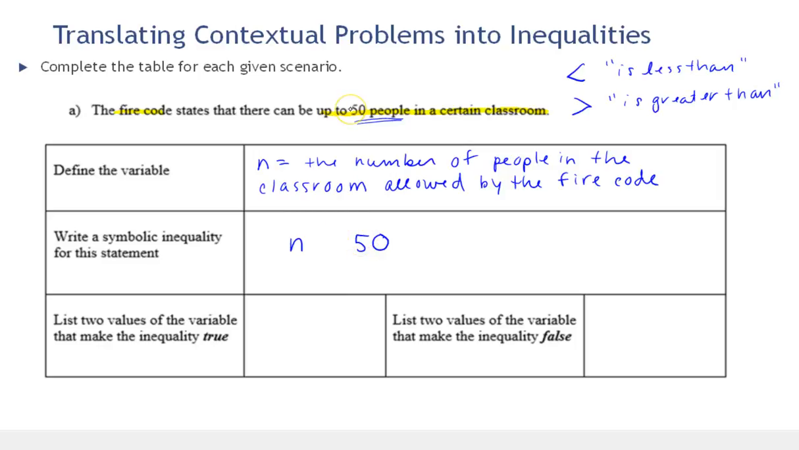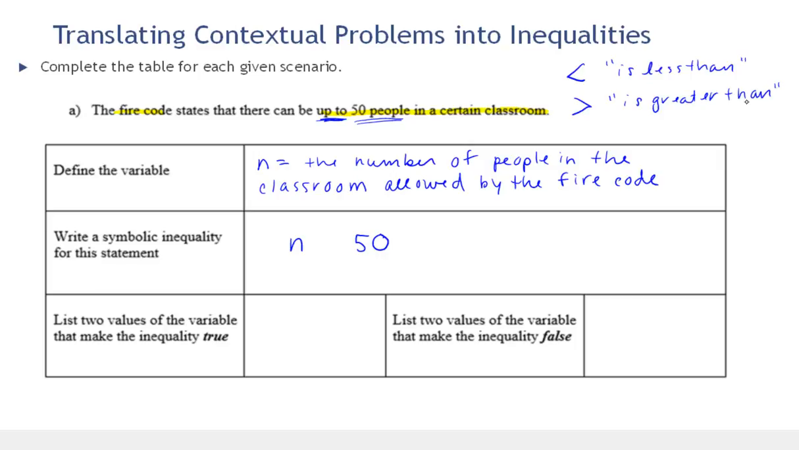So the key words here are there can be up to 50 people in a certain classroom. So first we're going to determine, is that less than, is that greater than? Which one of these does it represent? Okay. So sometimes the language can be tricky. There's lots of different ways to say these things in the English language. When we worked with the symbolic math form, we just say is less than or is greater than, but here you have to do some interpretation.